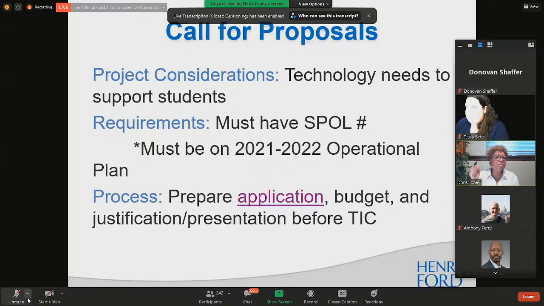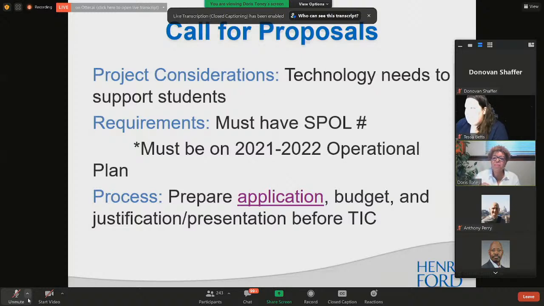Now you'll have all these great ideas, but if you haven't shared that and discussed it with your faculty chair or your associate dean or even your dean and talked about it collectively, and it's not on that operational plan, you will not meet that criteria. So you've got to have that wonderful idea for technology for our students, but you have to have a SPOL number. If you have that, then you start the application.